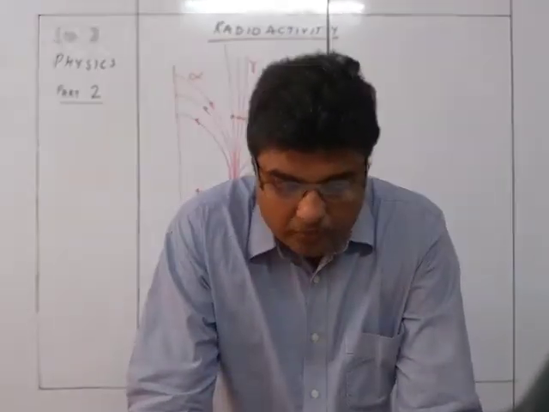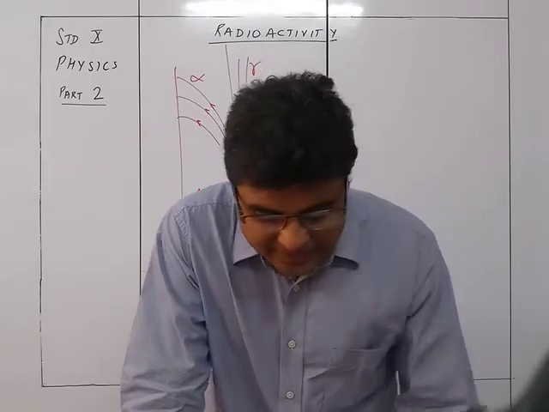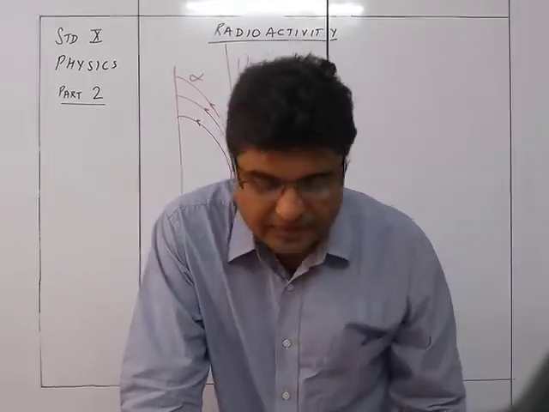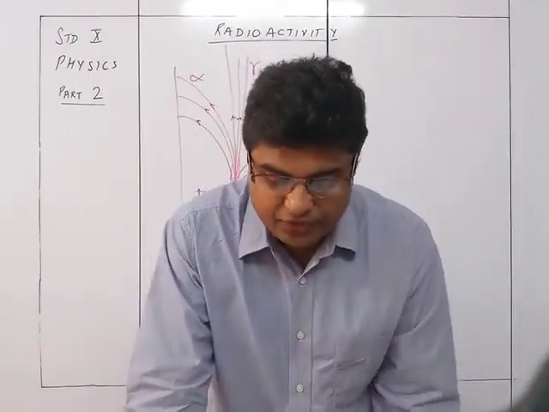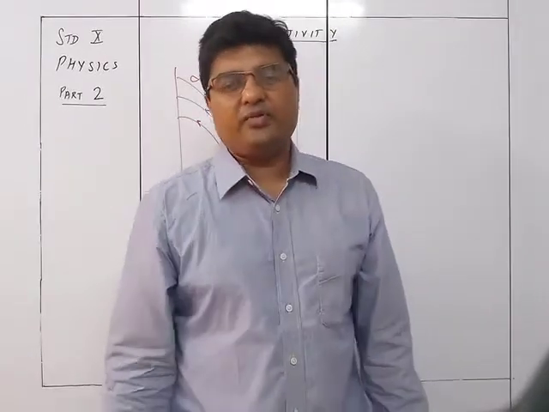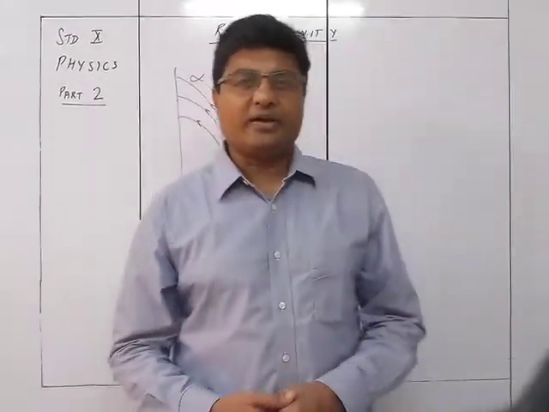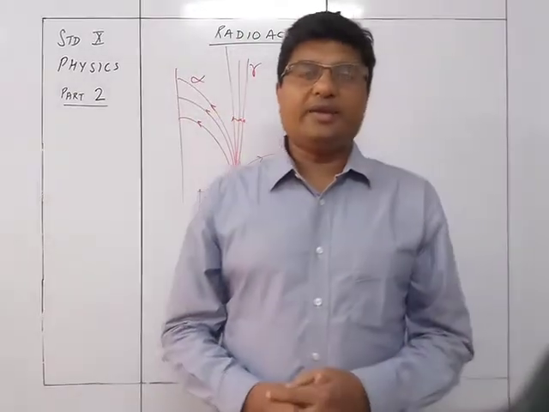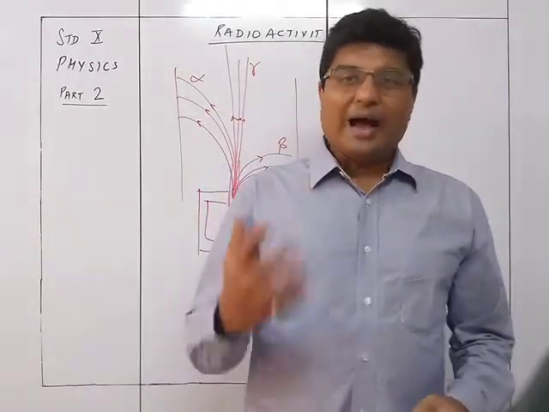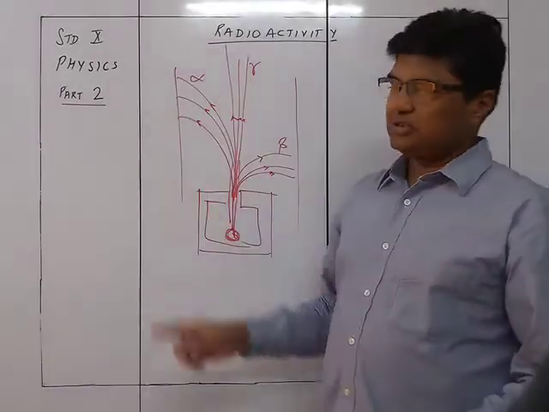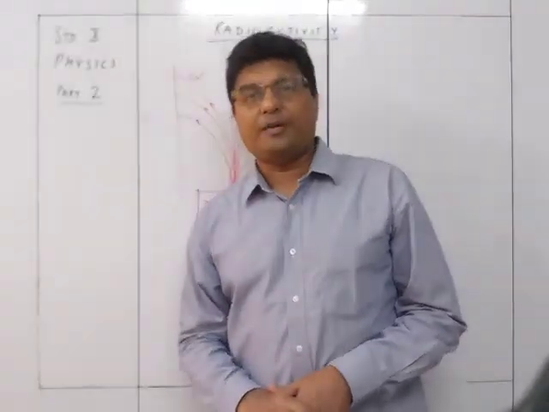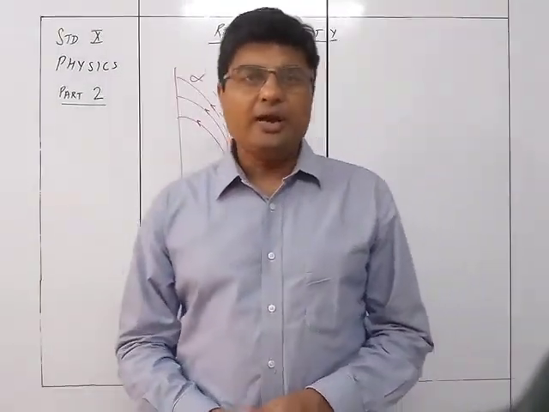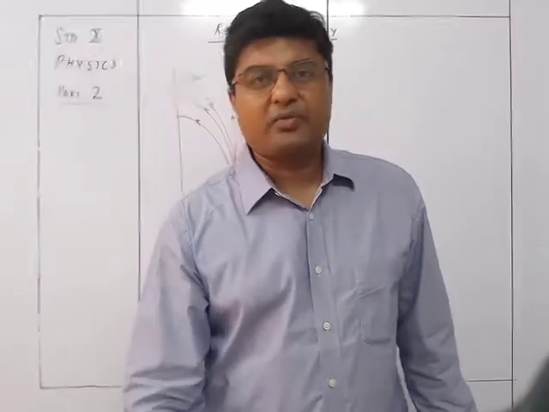Gamma radiations are electromagnetic waves similar to light waves and are therefore not affected by the magnetic field. We know very well that light rays are not affected by the magnetic field. Accordingly, the gamma radiations are unaffected by the magnetic field or electric field because they are electromagnetic waves similar to light waves.